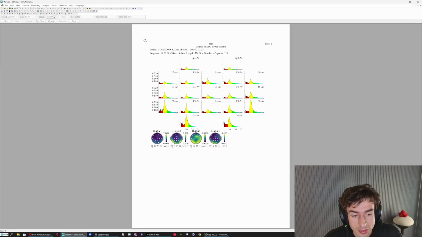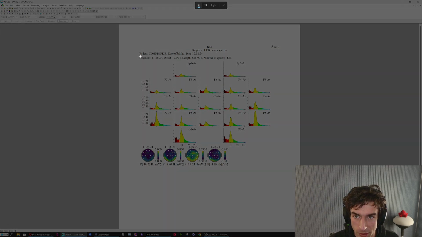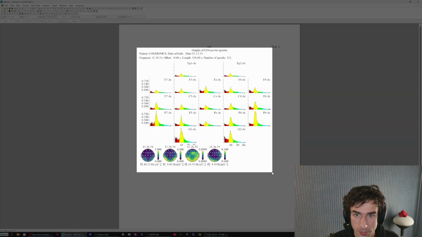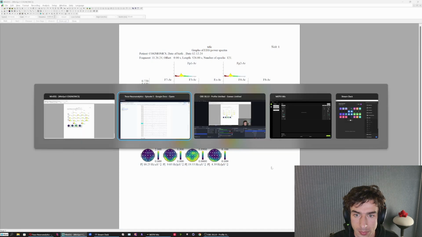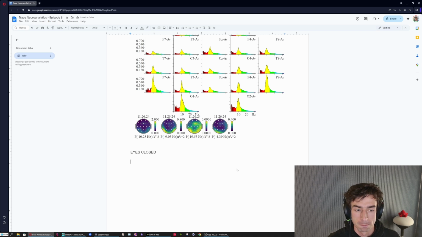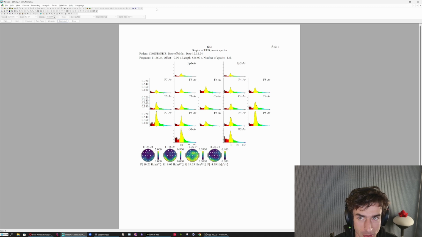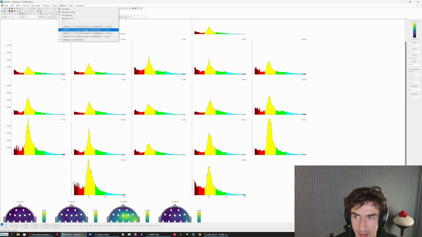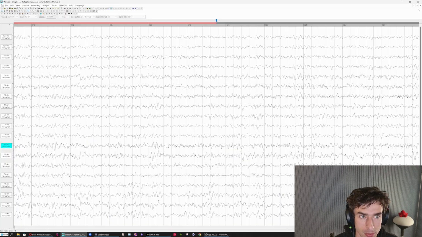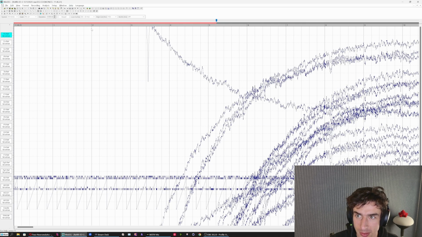The beauty of the ICA artifacting is that we can generally get out the eye blink and the muscle tension quite easily. And we have a couple of options now since we were provided with two different eyes open files. We were just looking at this eyes open 1. We can take a look at the eyes open 2.